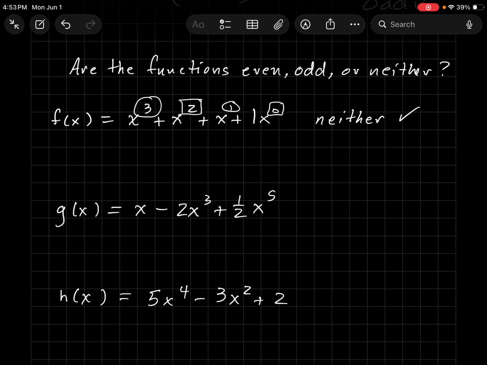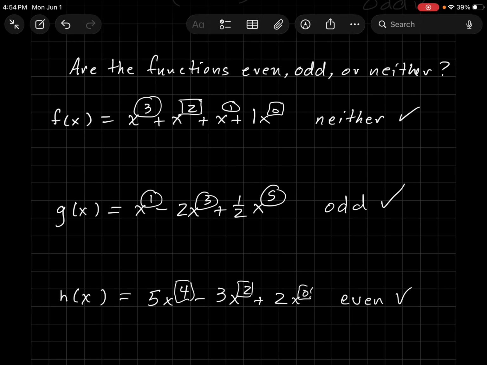So how about g of x? What kind of symmetry does this have? Well, since this is a polynomial with only odd powers, implied 1, given 3, given 5, only odd powers, it has odd symmetry. Finally, h of x has only even powers in my polynomial. I'll put the implied x to the 0 down here. So all my powers, 4, 2, 0, are even, which means the function has even symmetry.